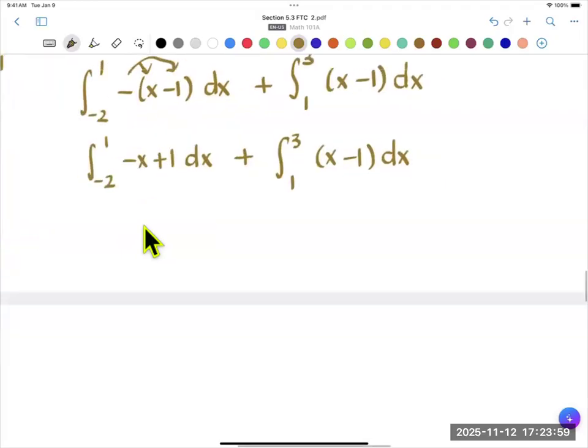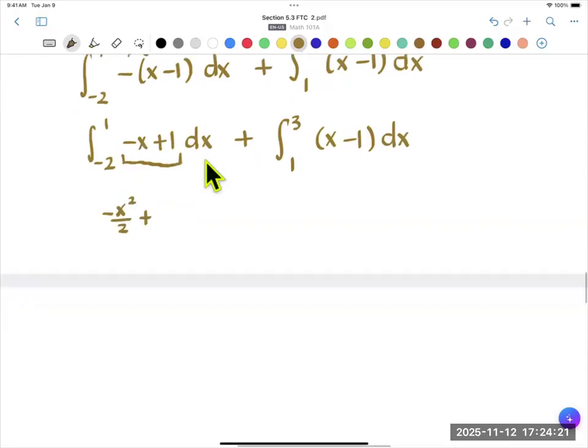Now let's take the antiderivative of negative x. The negative is a coefficient, so it stays the same. The antiderivative of x to the power 1: the power increases, so it's x to the power 2 over 2. Plus the antiderivative of a constant, which is the constant times x, so 1 times x, which is x, and we take it from -2 to 1. Similarly for the second integral, the antiderivative of x to the power 1 is x squared over 2, minus the constant times x, and we take it from 1 to 3.